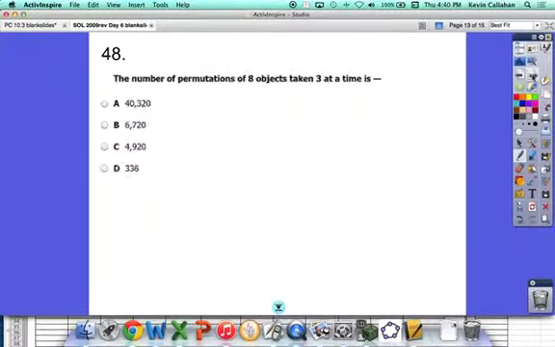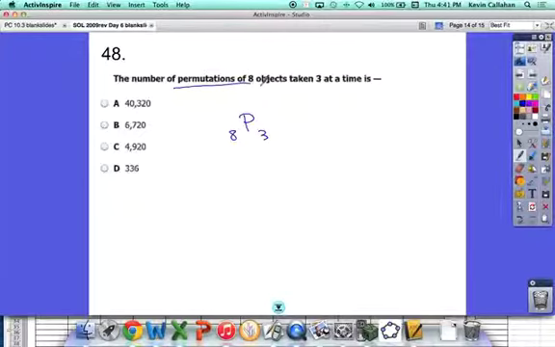Now the next one, the last one, is clearly just a permutation. It says the number of permutations of 8 objects taken 3 at a time. That is unambiguous: 8P3. You don't even have to ask yourself, is order important? They told you it was a permutation.